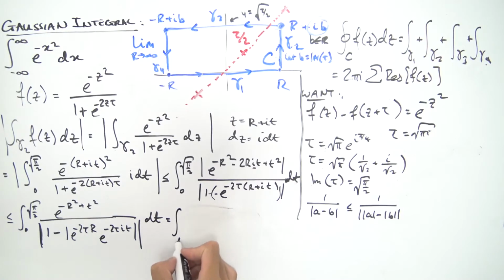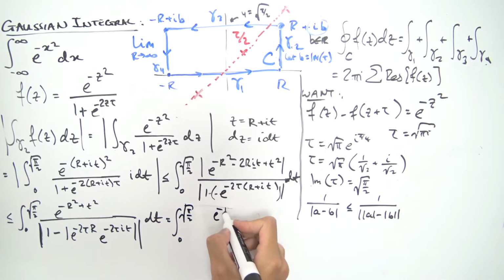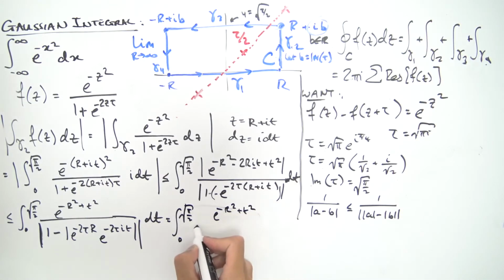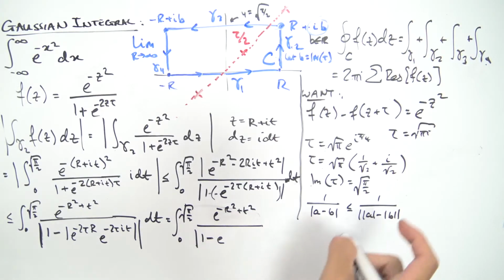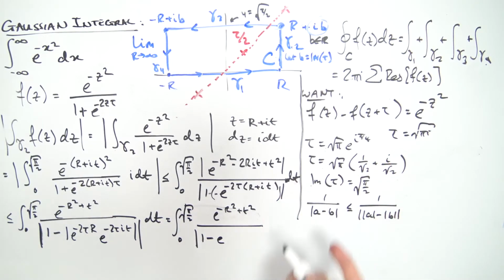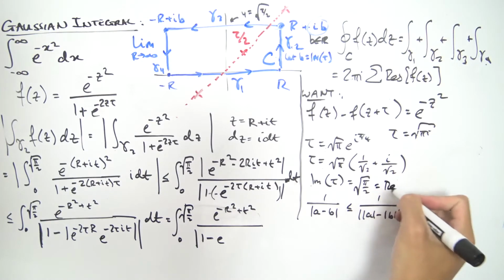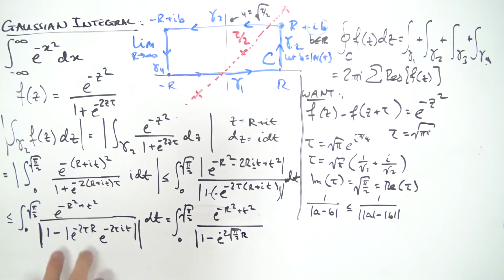So this is going to be the integral from 0 to the square root of pi over 2 of e to the minus r squared plus a t squared, divided by, now we have the absolute value of 1 minus, and all that's left for this first factor is just going to be the real part of tau. And the real part of tau, let's see over here, it's going to be the square root of pi over the square root of 2, well, this is also the real part of tau as well. So we're going to end up with minus 2 square root of pi over 2 times r. That's going to be all that's left from the first factor.